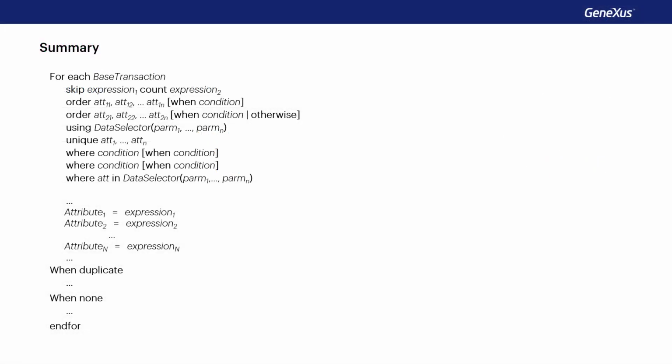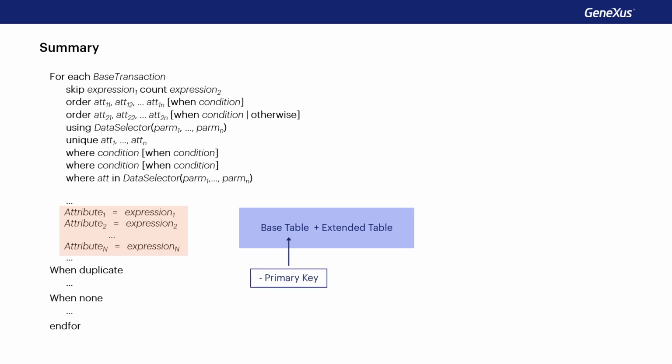In short, to update records specifically by procedure, we have the for each command. In its body, in addition to being able to do other things, both attributes of the base table and the extended table can be updated. The only restriction is that the primary key of the for each base table cannot be updated.